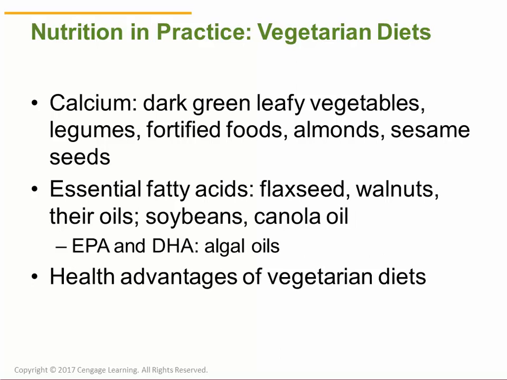Essential fatty acids, because where do we think about finding your essential fatty acids? Particularly omega-3, in fish. And if they do not eat fish, they're going to have to get it from someplace else. And remember, we talked about flaxseed.